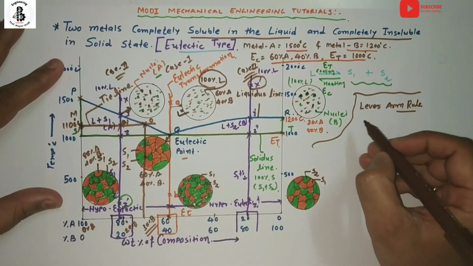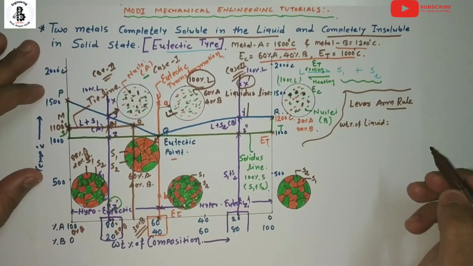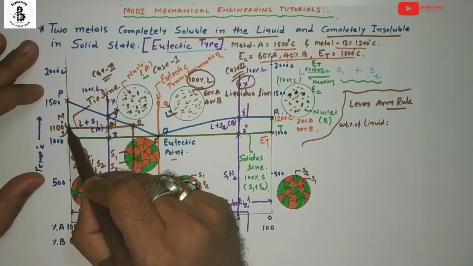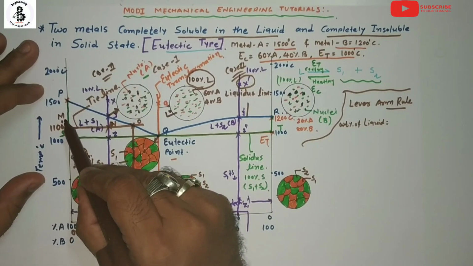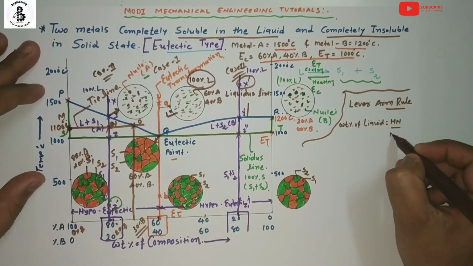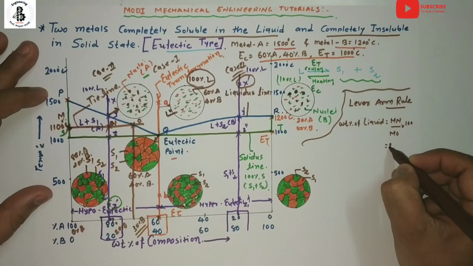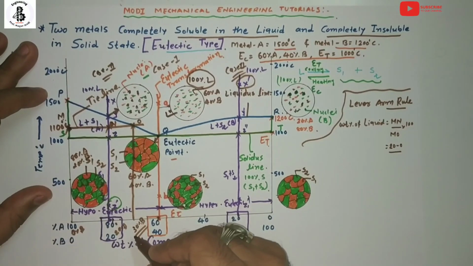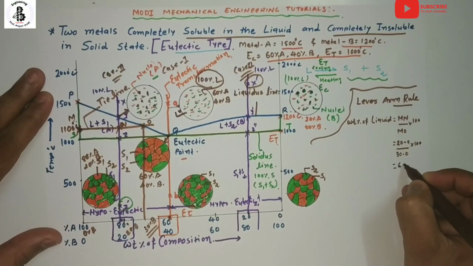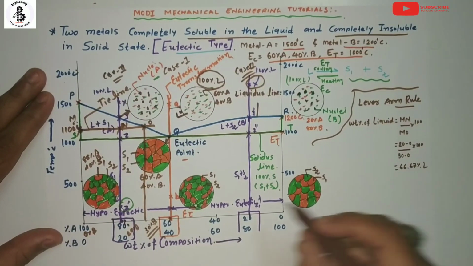According to the lever arm rule, for the weight percentage of liquid, make a side intersecting with the solidus line. Here that will be the point M, intersecting onto the solidus line. Take the distance M to N, MN divided by the total length MO, into 100. So MN means 20 minus 0 divided by 30 minus 0, into 100, which is around 66.67% of liquid.